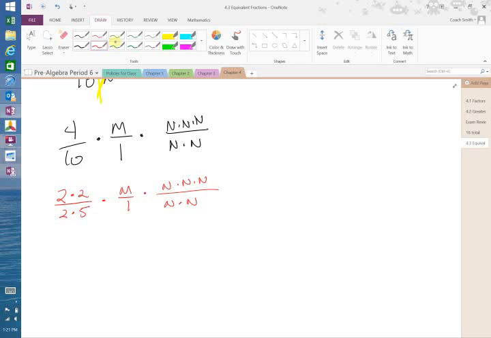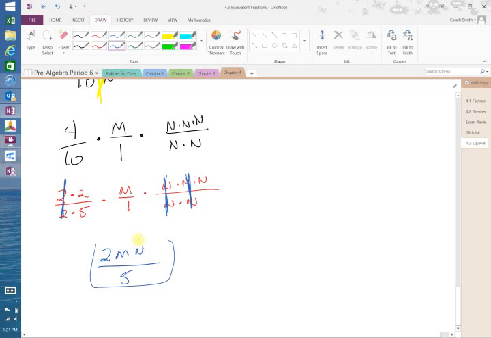Now I can just cancel out the things that are the same. Those are the same. Those are the same. Those are the same. So on top, that leaves me with a 2, an m, and an n. On bottom, I have a 5 and a 1, which is 5 times 1, which is 5. And that is that fraction reduced to simplest form.